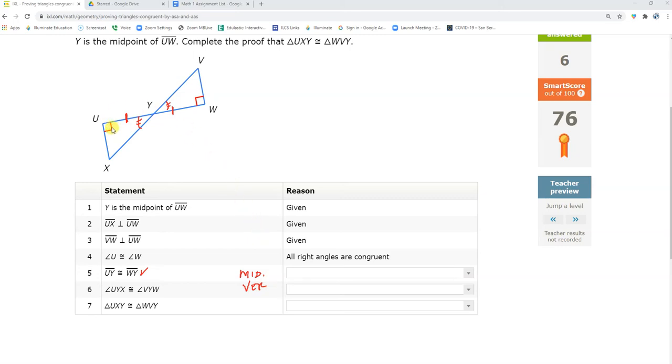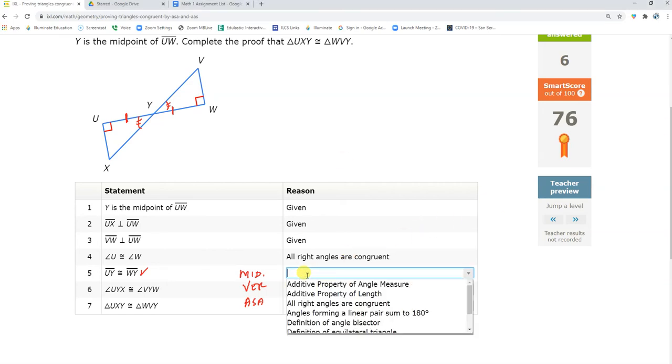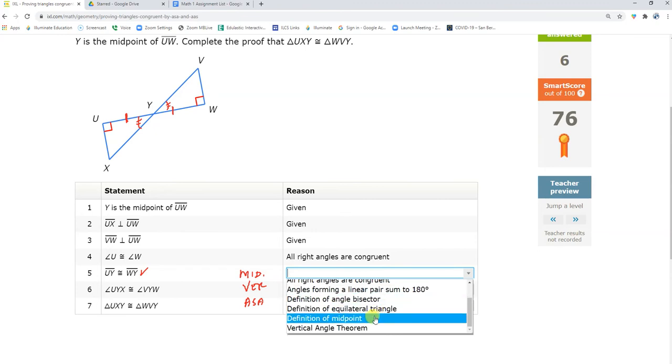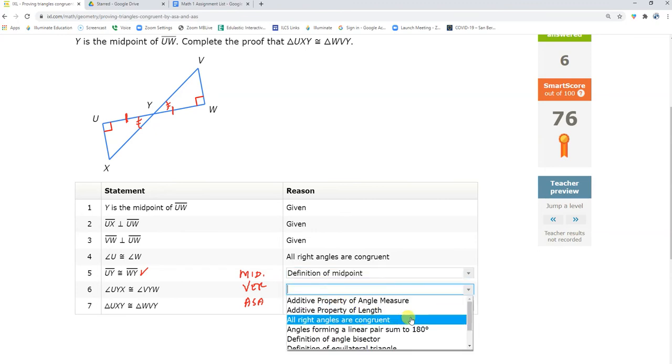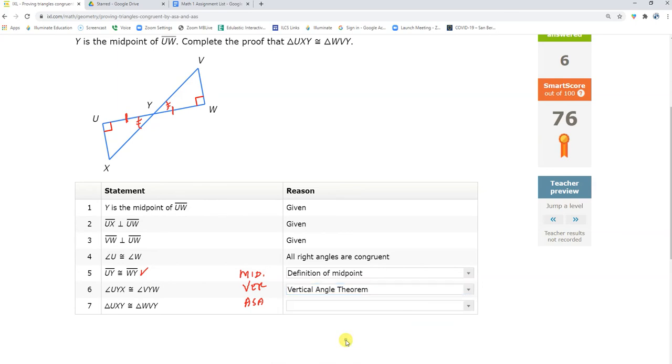So what do I have? I have angle, side, angle. So definition of midpoint, vertical angles, angle, side, angle.